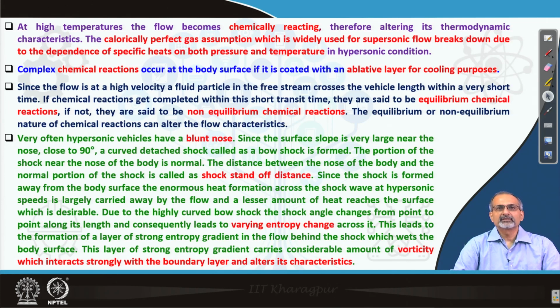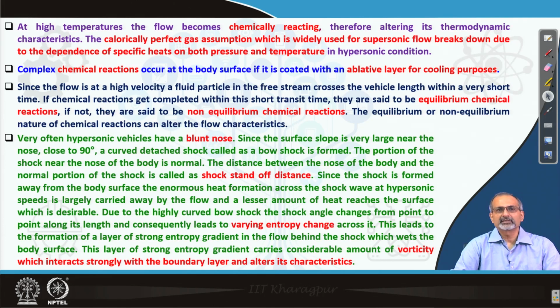At high temperatures, the flow becomes chemically reacting and therefore alters its thermodynamic characteristics. The calorically perfect gas assumption, which is widely used for supersonic flow, breaks down due to the dependence of specific heats on both pressure and temperature in hypersonic conditions. So, you remember in an earlier lecture we were talking about constant values of Cp and Cv. So, that assumption will completely break down here.